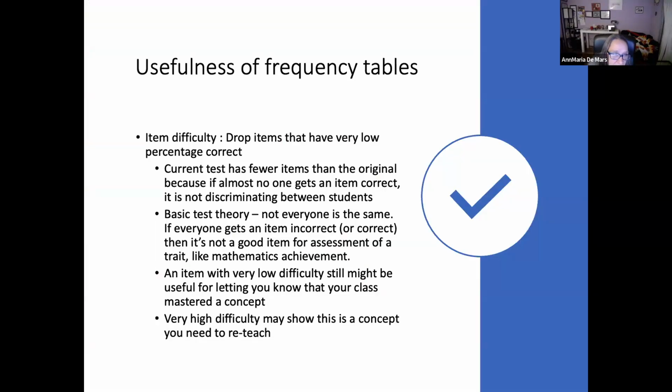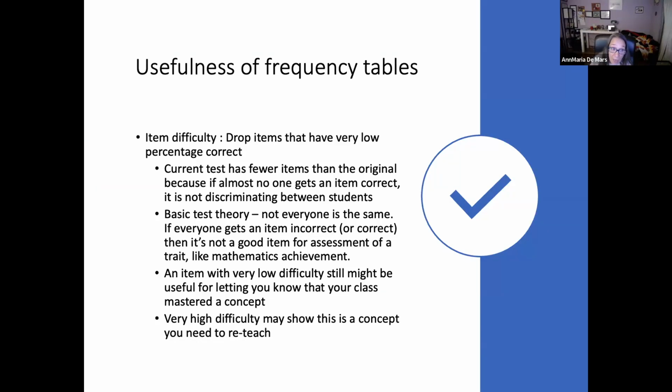They have a lot of other uses, like item difficulty. I do a lot of things with testing, and you may notice that this current test, if you actually went and followed the link, you'll find that the latest test has 19 items in it. And the reason is that if no one gets an item correct, it's not very useful on discriminating between students. Basic test theory is not everyone's the same. So if everyone gets an item incorrect, or if everyone gets it correct, then it's not a good item for assessment of a trait, like mathematics achievement.